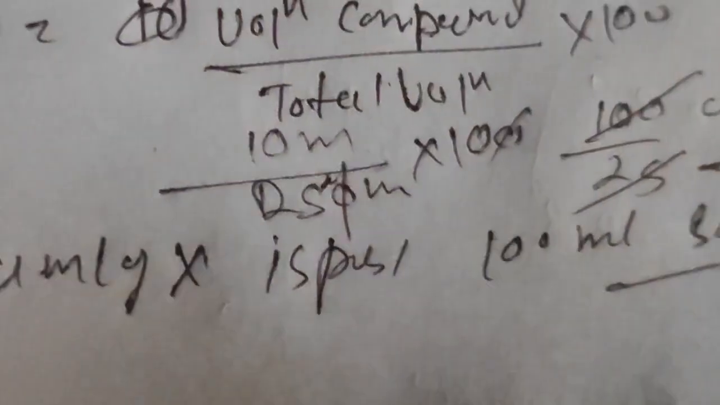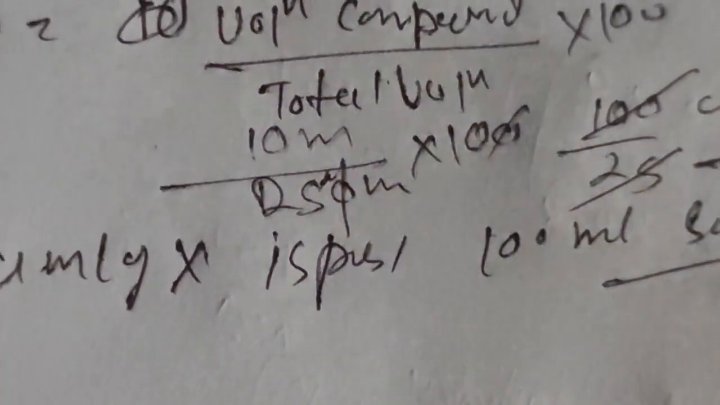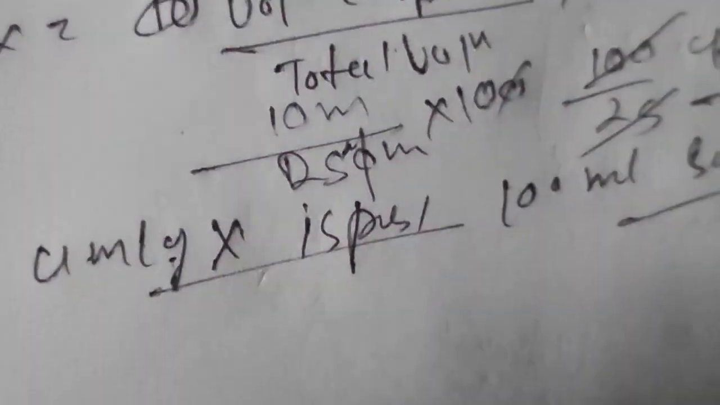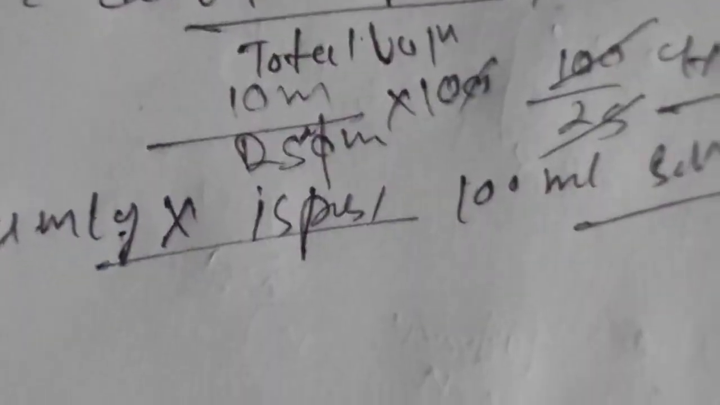That is, X volume, X ml, is present in 100 ml of solution. This is the overall meaning of the 4%. I hope you understand what I am saying.